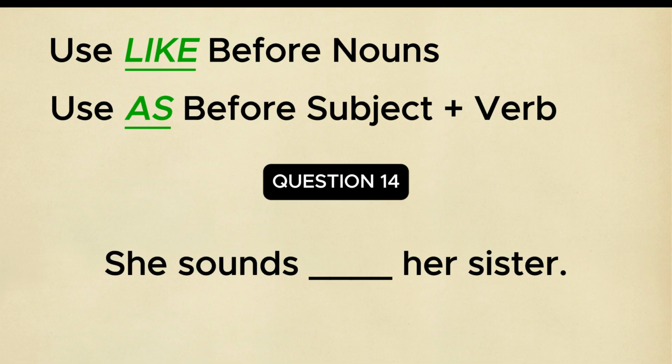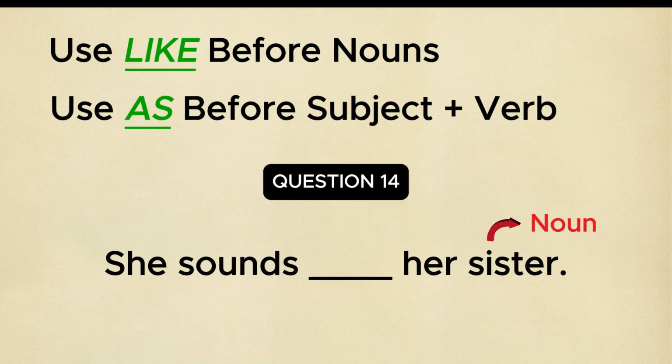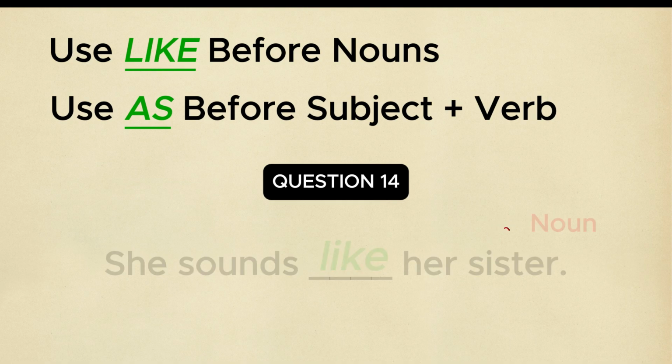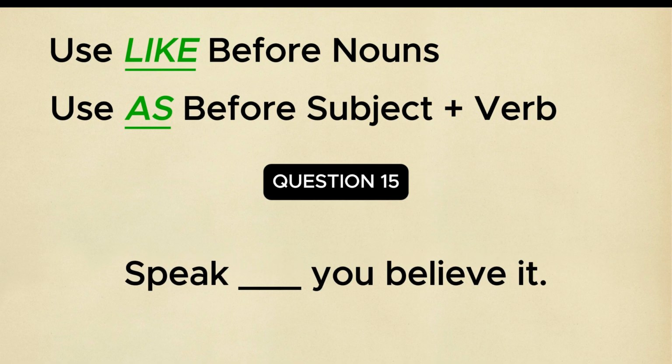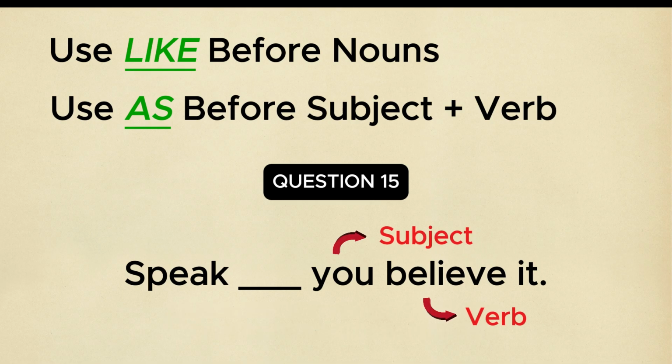14. She sounds blank her sister. This is a noun. The answer is like. 15. Speak blank you believe it. This is a subject plus verb. The answer is as.